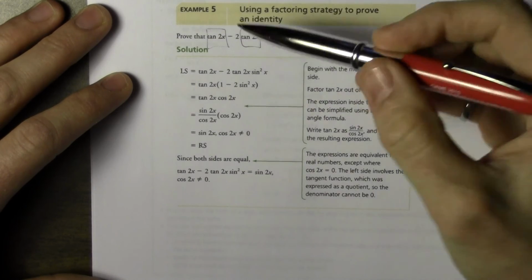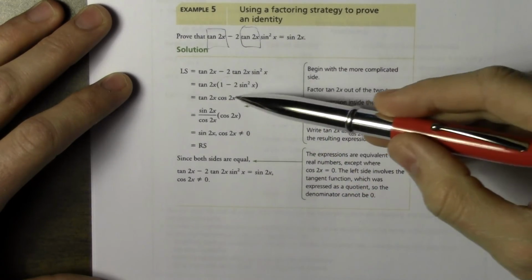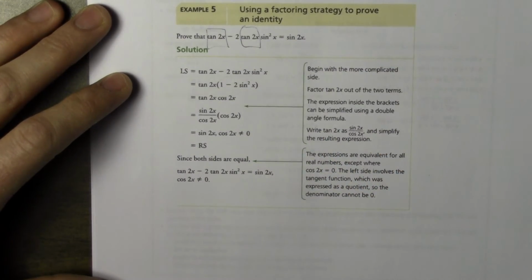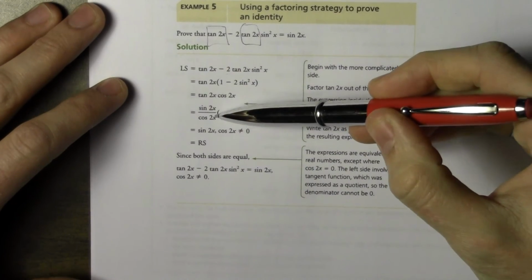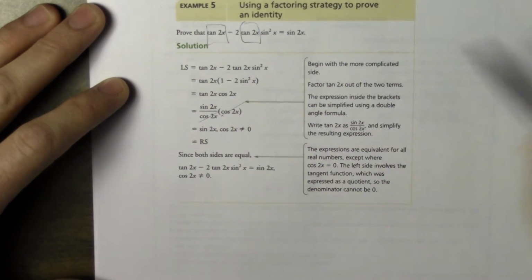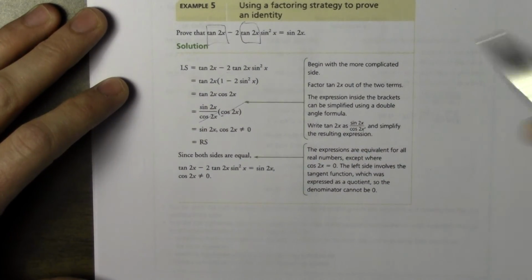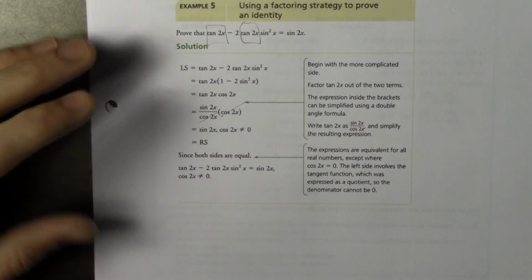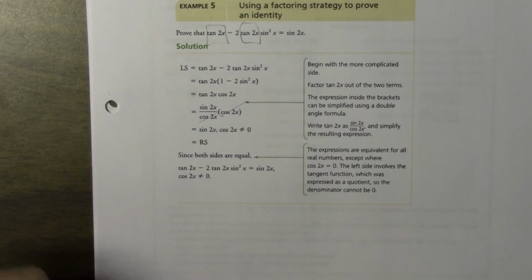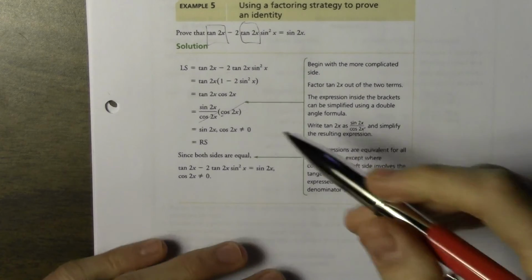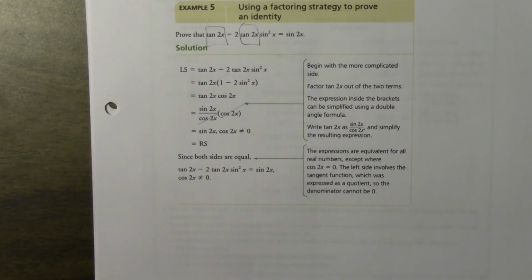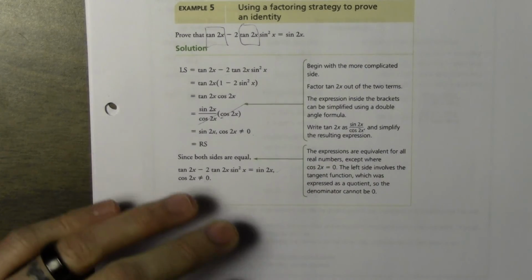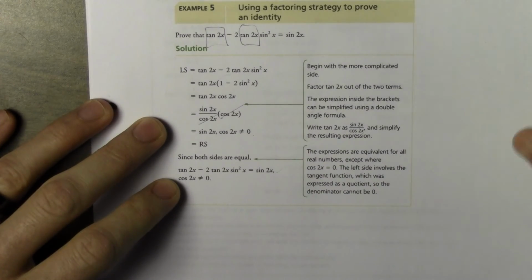Once we do that, we recognize that 1 minus 2 sine squared x is actually cos 2x, which we talked about in the first example. And then when we substitute tan 2x with sine 2x over cos 2x, we're able to make a cancellation there, and we end up with sine 2x. Again, quite straightforward. In the denominator, we have to specify that cos 2x cannot equal 0. So since both sides are equal, we have this identity. Any questions with that one?